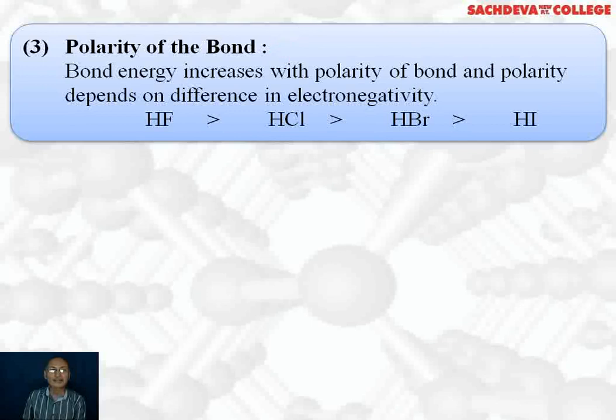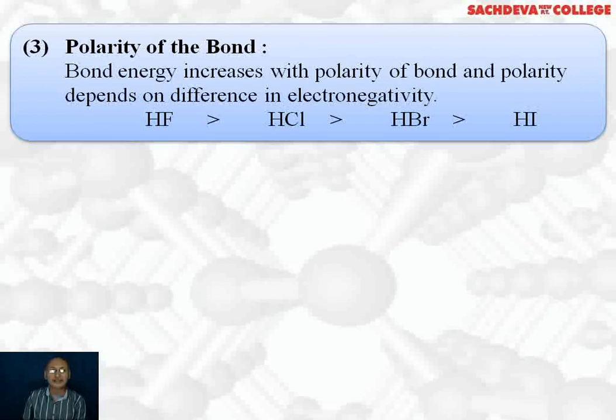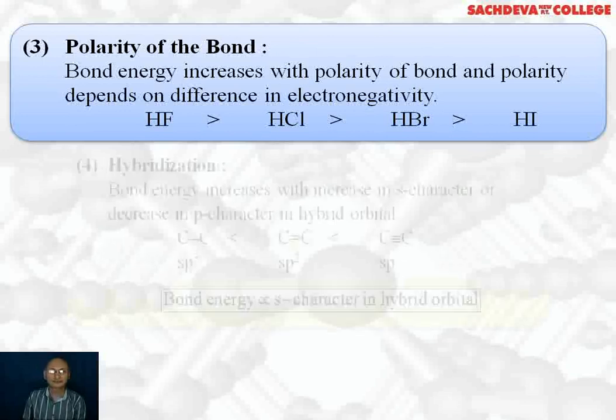Polarity of the bond also plays an important role in deciding bond energy. HF has higher bond energy than HCl. Bond dissociation energy and bond energy, both we can call it, because both are equal in magnitude and opposite in sign. So HF is greater than HCl, HCl is greater than HBr, and HBr is greater than HI. It means it is difficult to break the bond in HF and easiest to break the bond in HI. So bond energy increases with the polarity of the bond. The greater the polarity, the more the bond energy. The greater the difference in electronegativity, the more the bond energy.